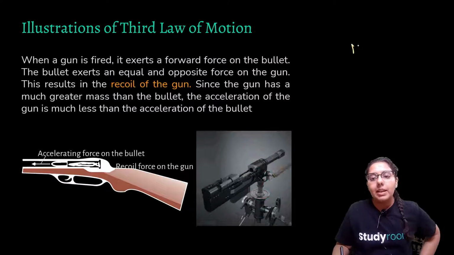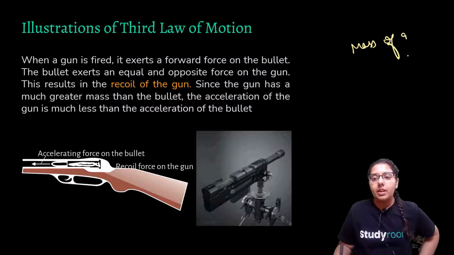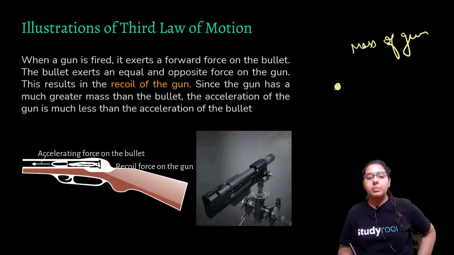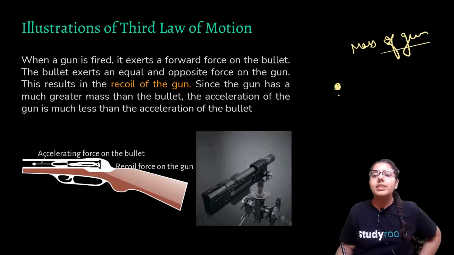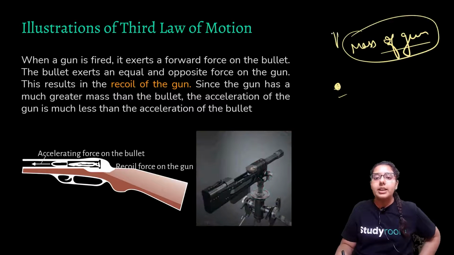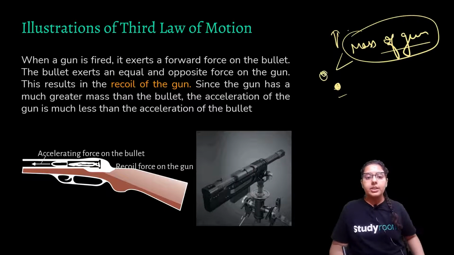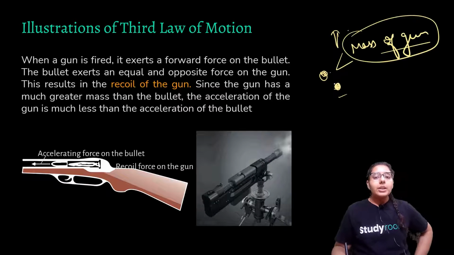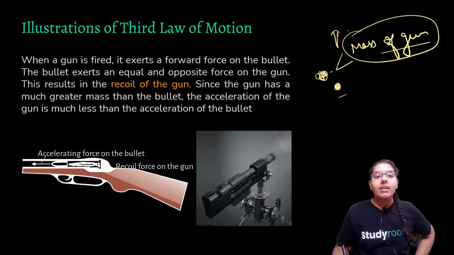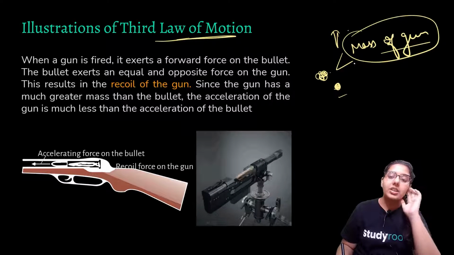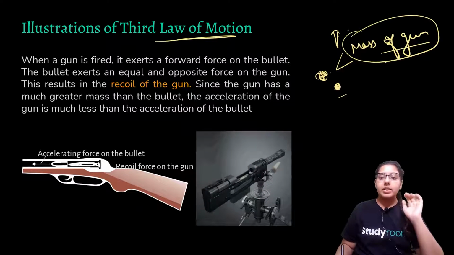So the mass of the gun is, if you have this gun and that little bullet which is put inside the gun, which has greater mass? Of course, the mass of the gun is greater, right? The mass of the gun is greater than the mass of the bullet, right? So, from the third law of motion, every action has an equal and opposite reaction.